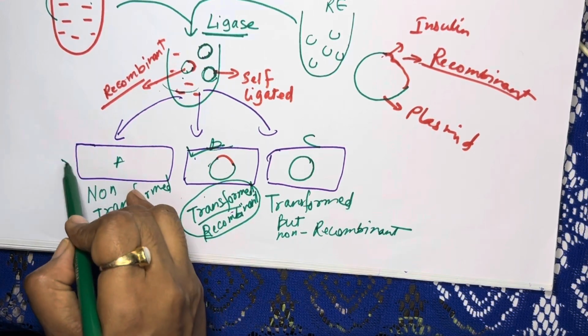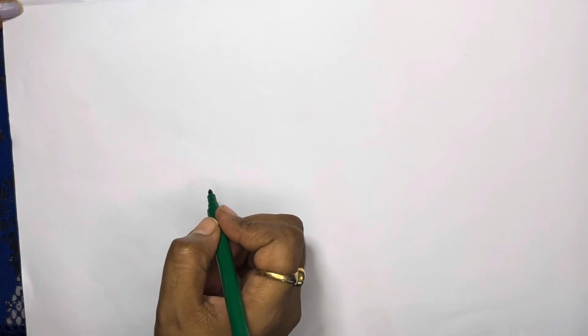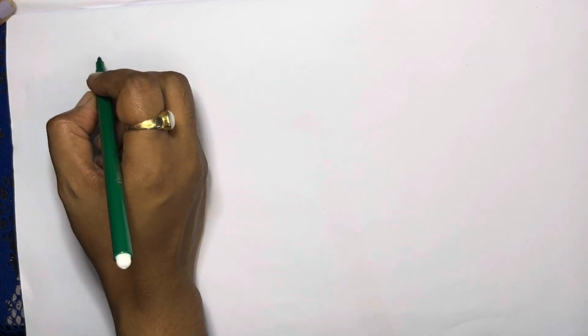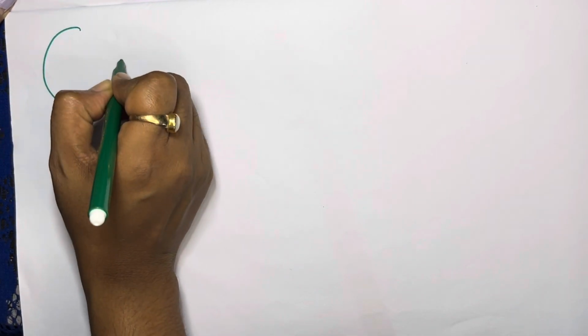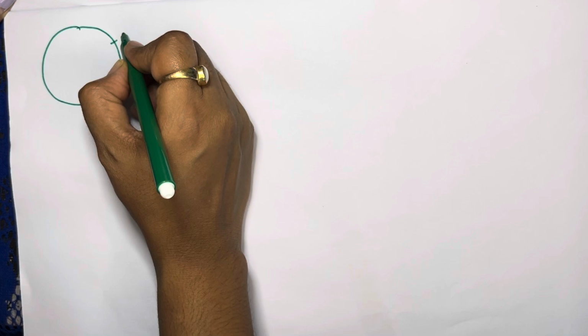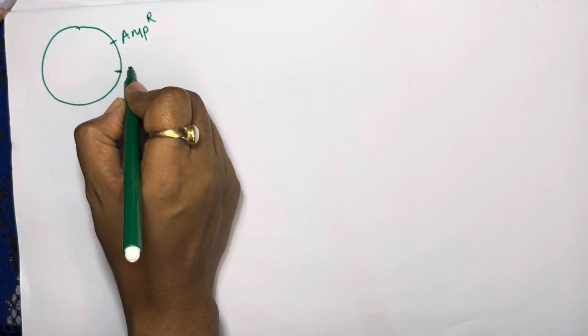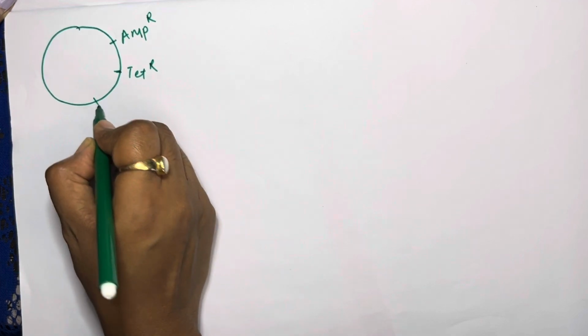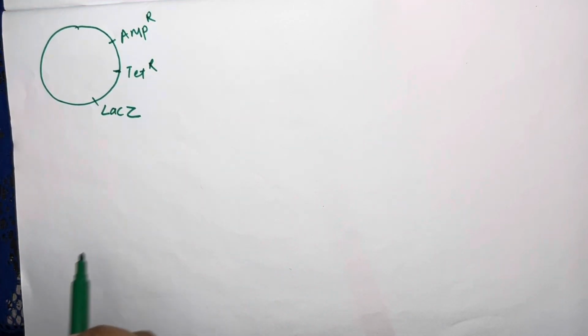How can we eliminate A and C? These things are not visible by naked eye. So here I will discuss blue-white screening, which is a method to identify the recombinant and transformed bacteria. Just remember one thing: the plasmid of the bacteria has particular regions like ampicillin resistance, some antibiotic resistance gene, and also some enzymatic genes present.